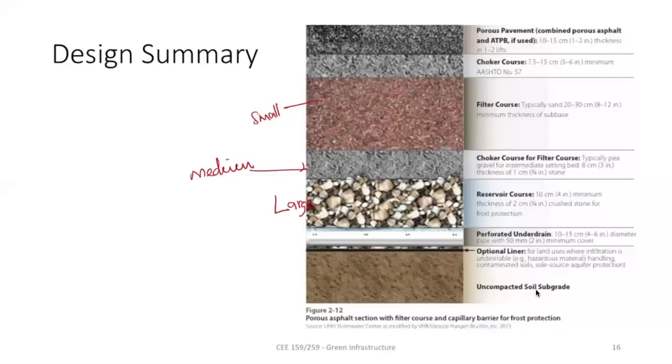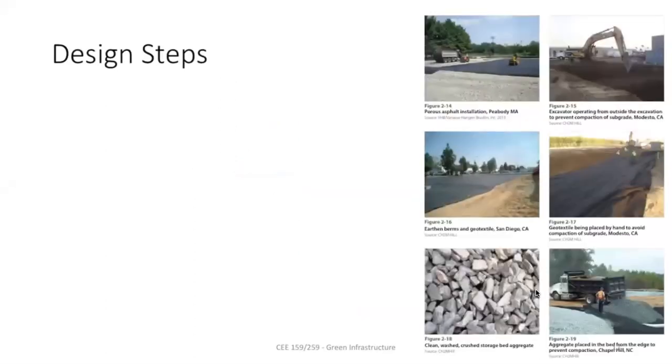Right. So what I wrote here is that the filter layer has to be small particle size, and the storage layer has to be the largest one, and the choker course has to be medium because it just becomes an interface between each other.